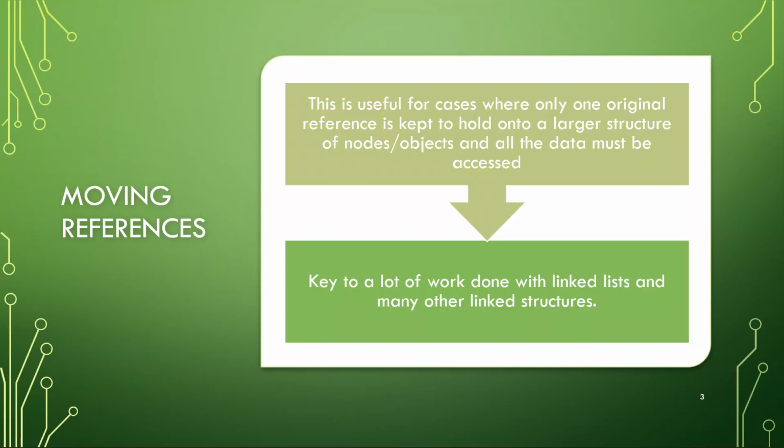So this is useful for cases where only one original reference is kept to hold a larger structure of nodes or objects, and all the data must be accessed or worked with at some point in time, and that list must be manipulated to add or remove or find actual nodes. So key to a lot of the work done with linked lists and many other link structures are these moving references that we use to temporarily hold a link to an object that we currently want to work with.